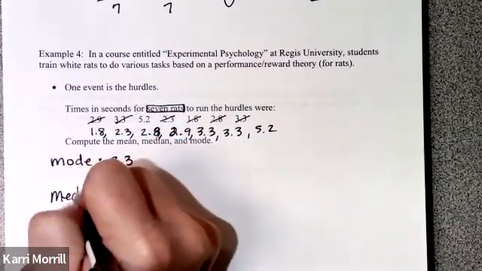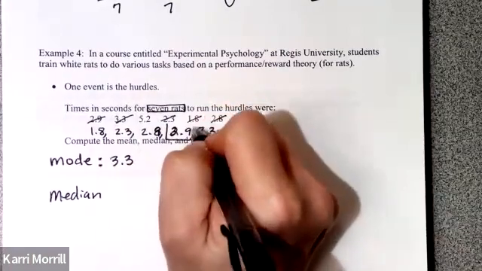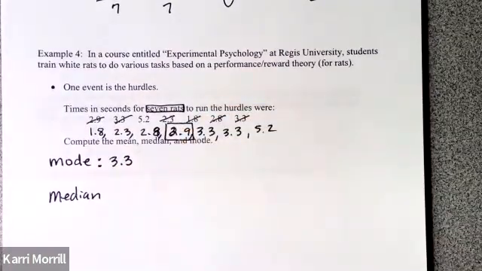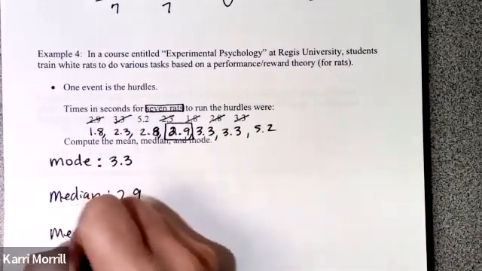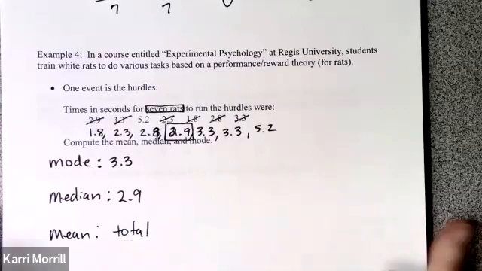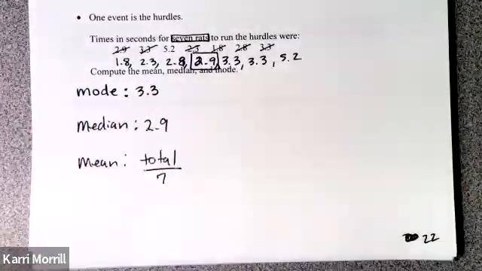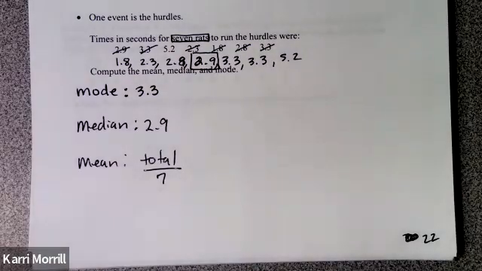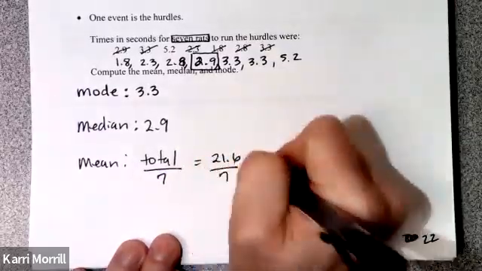My median is the middle number. There are 7 numbers, so the 4th digit would be the middle number. We did that one above, so my median is 2.9. And for my mean, we're going to find the total and divide it by 7 because there were 7 data values. They tested 7 rats. When you add all that together, you're going to get 21.6.